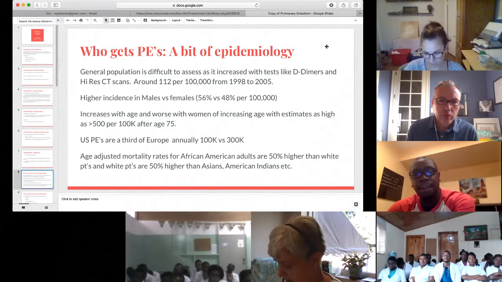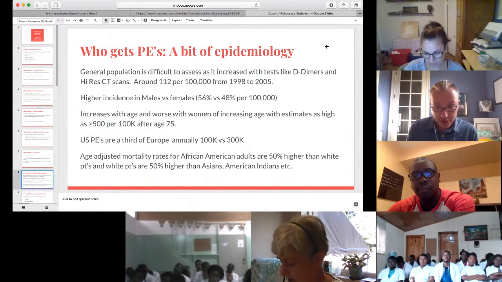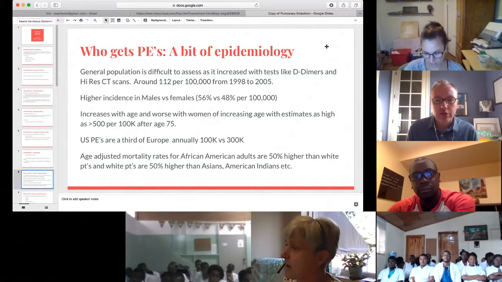We'll skip some of this to move along, but in general, African American adults are 50% higher than white patients to have PEs. However, white patients are 50% higher chance of having PEs from Asians, American Indians, and other populations in America.